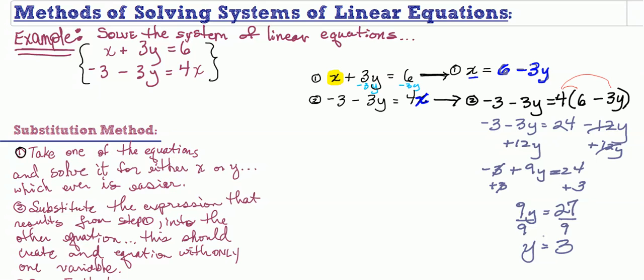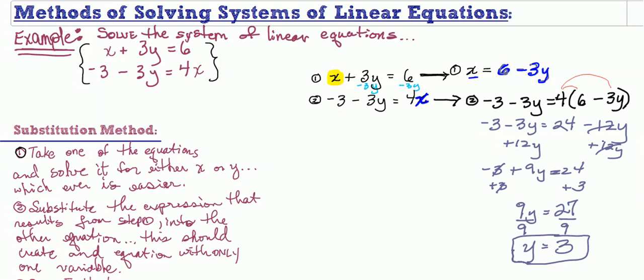So now we have y is equal to 3. What we can do is take this and resubstitute the y value that we just got for the y value up top in one of the original equations. The beautiful thing is that when we do that, we'll only have x left and we'll be able to solve for that.